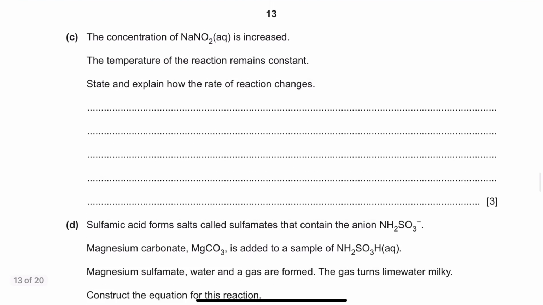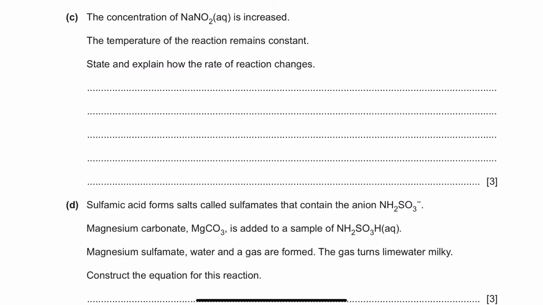Moving on. It says the concentration of NaNO2 is increased. The temperature of the reaction remains constant. Explain how the rate of reaction changes. Now, if you increase the concentration, what will happen? Increase in concentration increases the rate of the reaction.